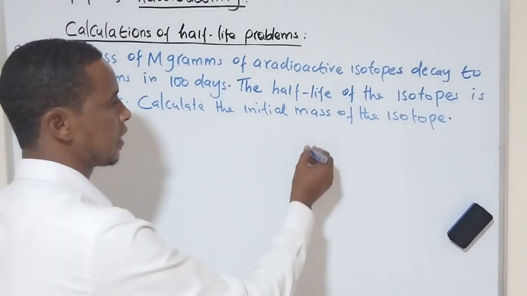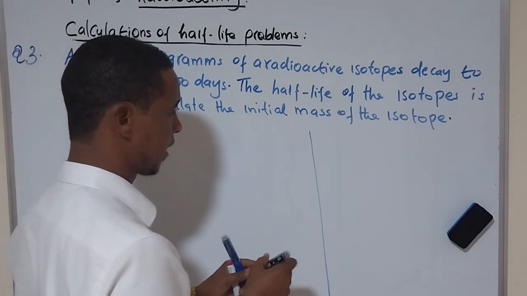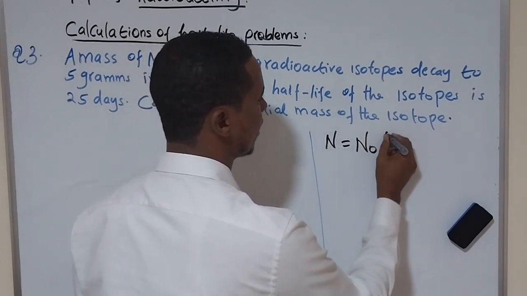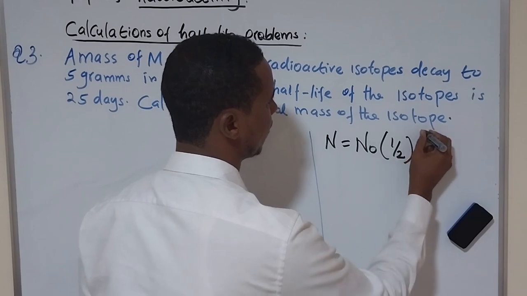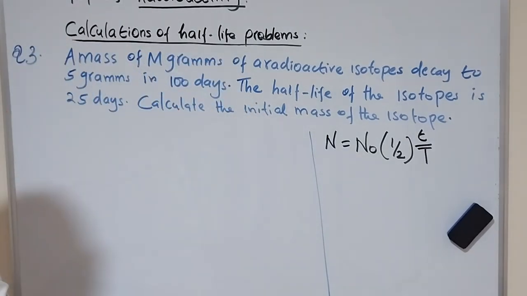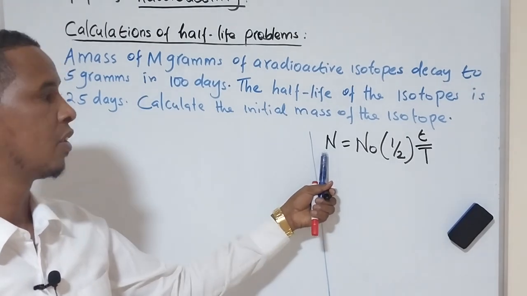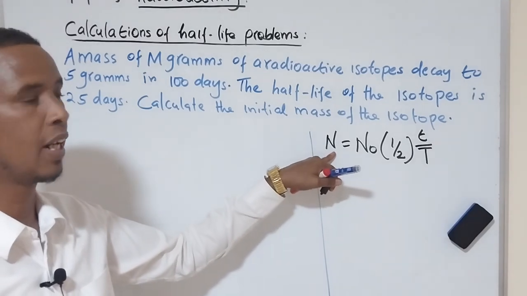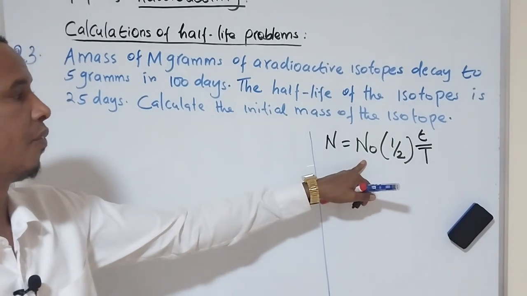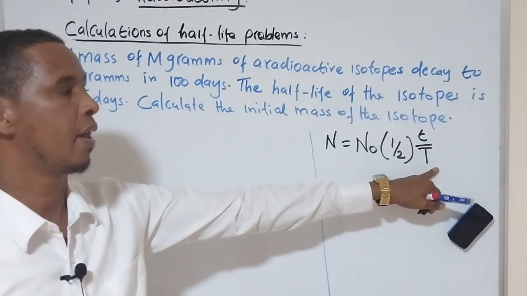So we use the simple equation that is N is equal to N0 times half power small t over capital T. We said N is the mass of the element that remains, I mean the amount of the element that remains. For our case, it is the mass of the isotope that remains. N0 is the initial mass of the element. Small t is the time, and capital T is the half-life.